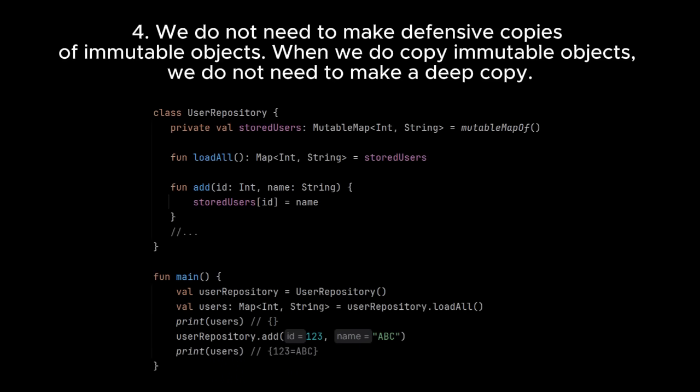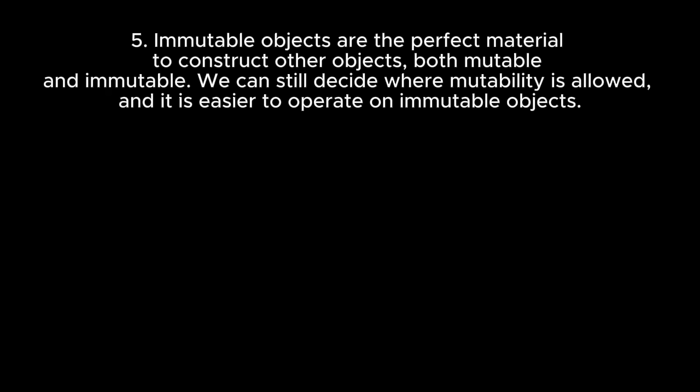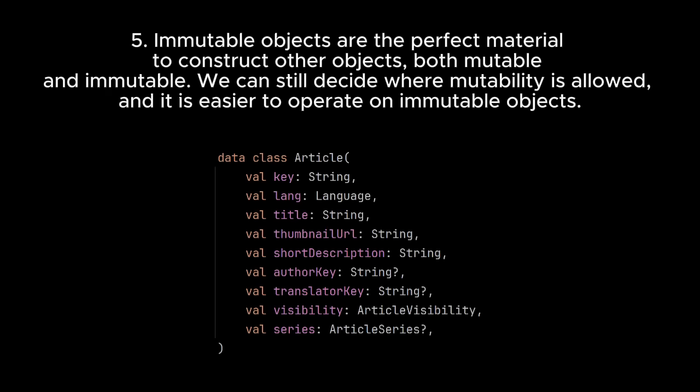4. We do not need to make defensive copies of immutable objects. When we do copy immutable objects, we do not need to make a deep copy. 5. Immutable objects are the perfect material to construct other objects, both mutable and immutable. We can still decide where mutability is allowed, and it is easier to operate on immutable objects. 6. We can add them to sets or use them as keys in maps, unlike mutable objects, which shouldn't be used this way.